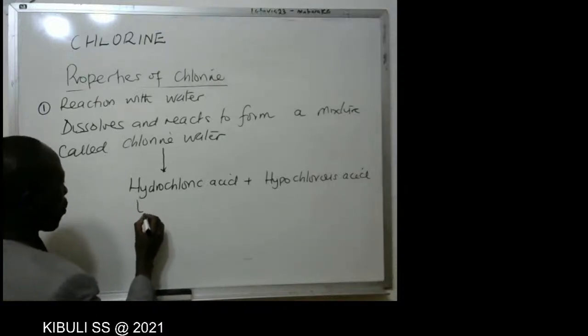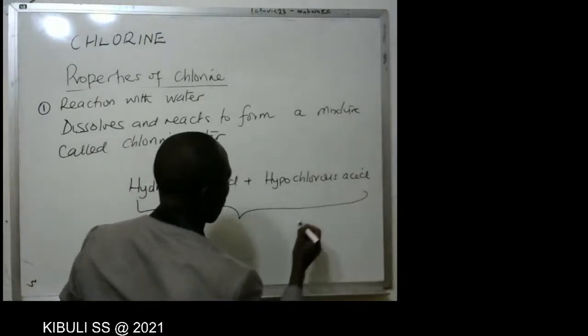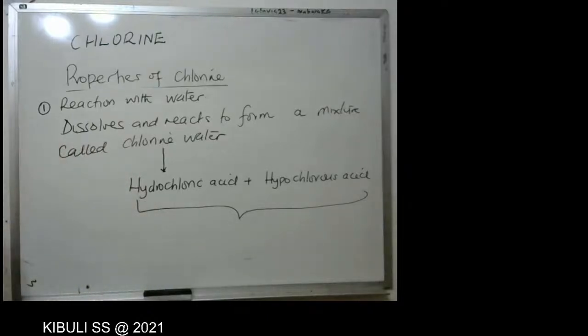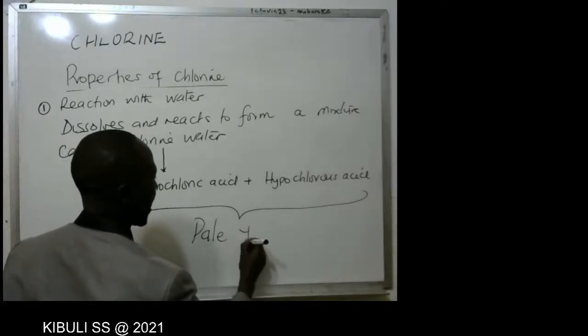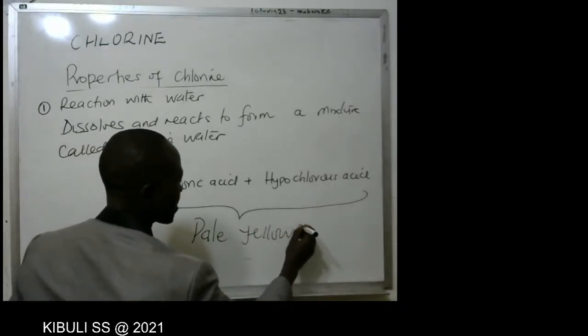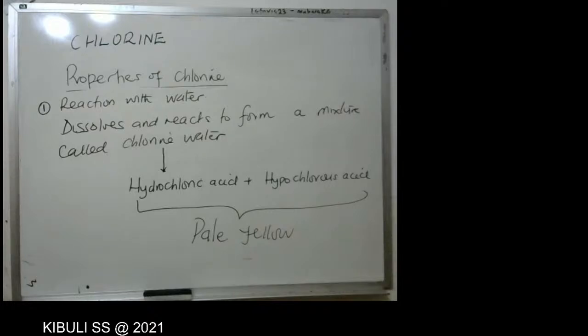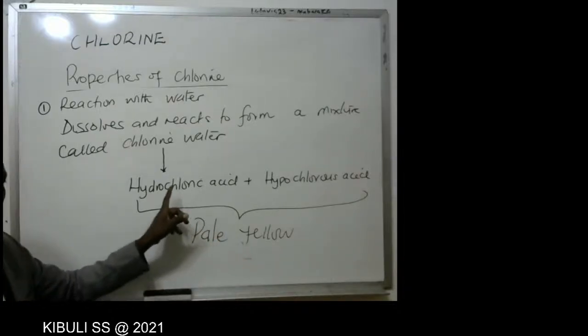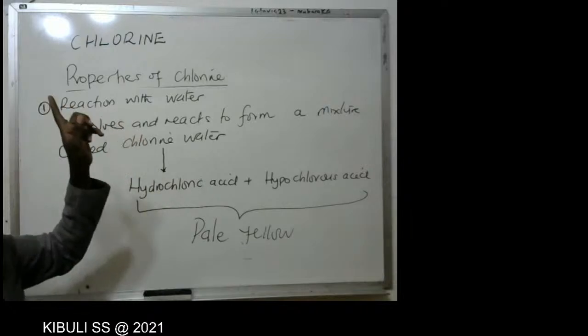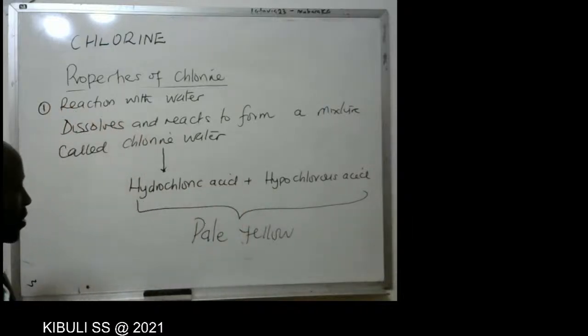And this mixture, when looked at in terms of physical appearance, appears to be pale yellow. It has a urine color, pale yellow. So the moment you pass chlorine through water, what happens? Water turns from colorless to pale yellow because of formation of hydrochloric acid and hypochlorous acid.